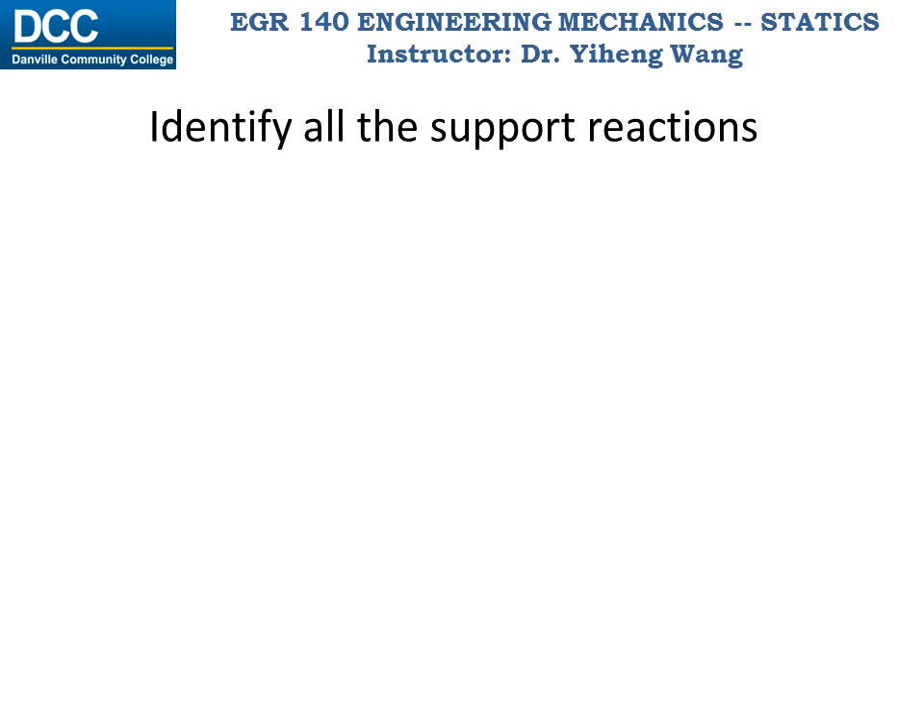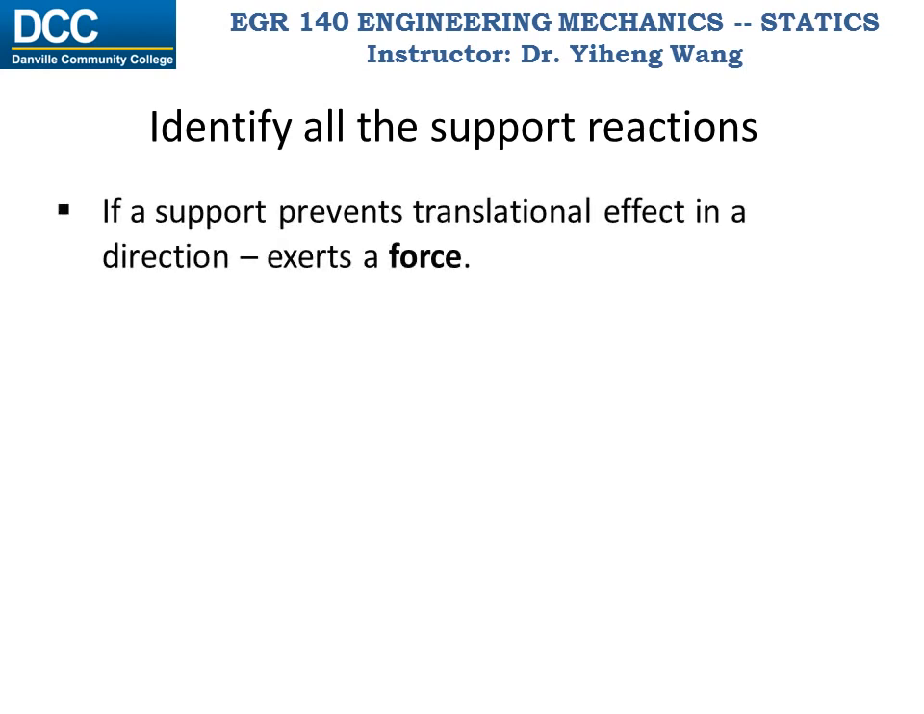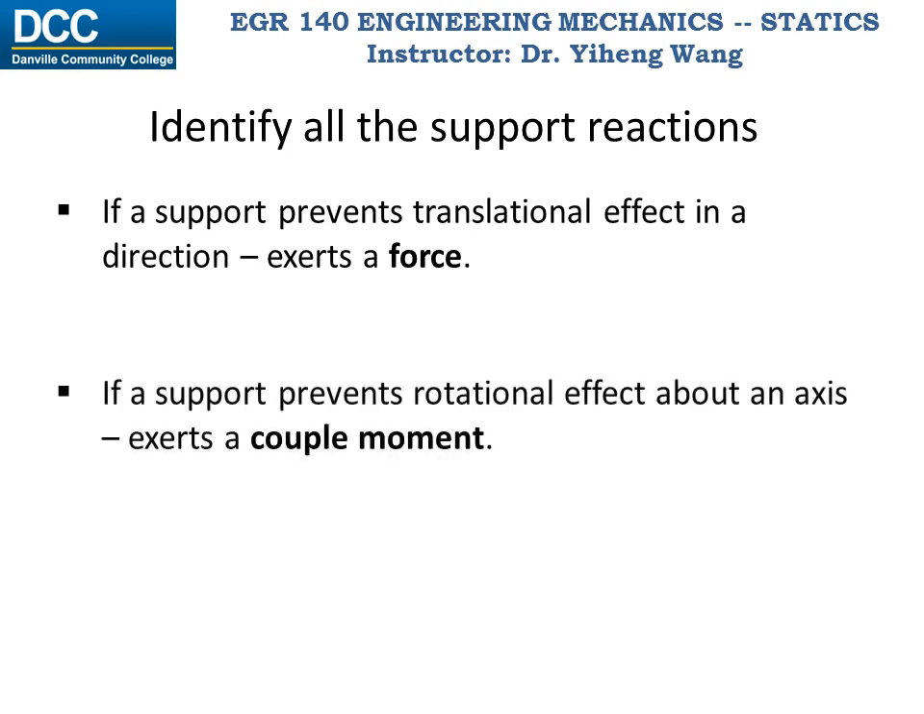In summary, to determine what type of support reaction is associated with the support, here's the rule of thumb. If the support prevents the translational motion in a direction, then it exerts a force along that direction against the motion. If the support prevents the rotational effect about an axis, then it exerts a couple moment about that axis against the tentative rotation.